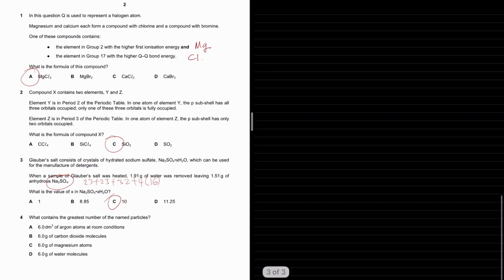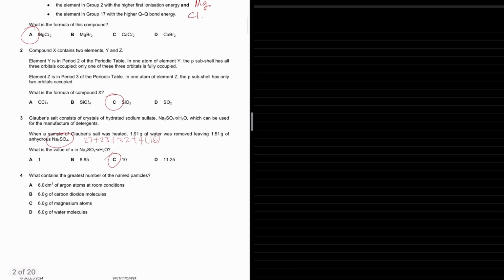Okay, let's move on. Let's take a look at question 4. What contains the greatest number of named particles? So here we're looking at the equation n = N over Na, so Avogadro's constant. Now we don't have to do the whole calculation here, because remember, we can look at a proportionality. The compound or the particle that has the greatest number of moles is going to have the greatest number of particles, because n is directly proportional to capital N and Na is constant.